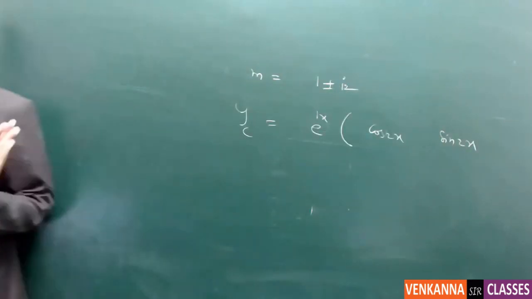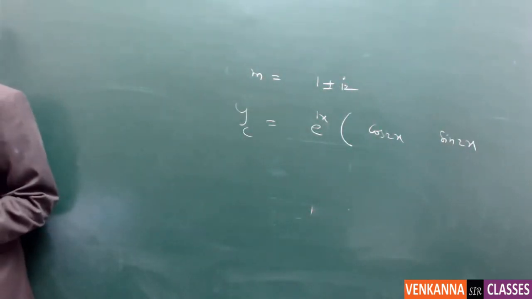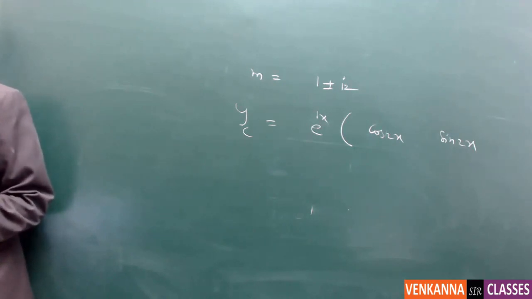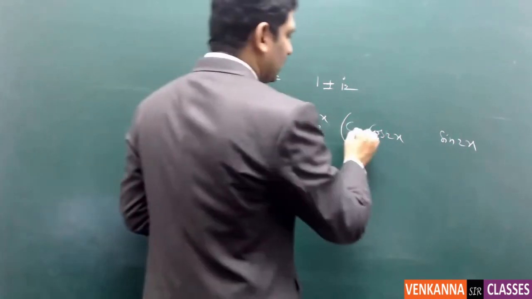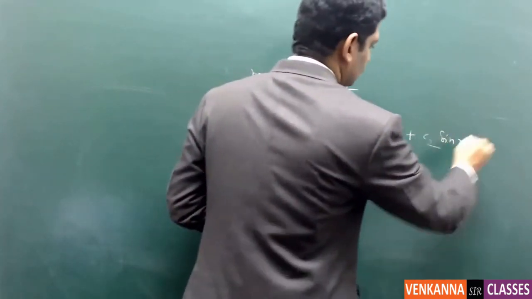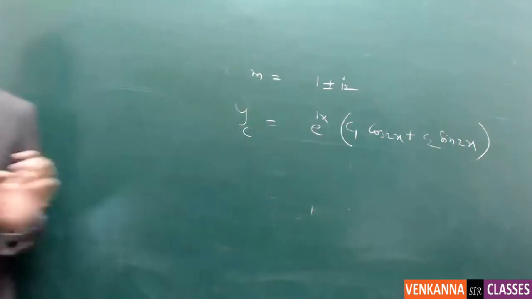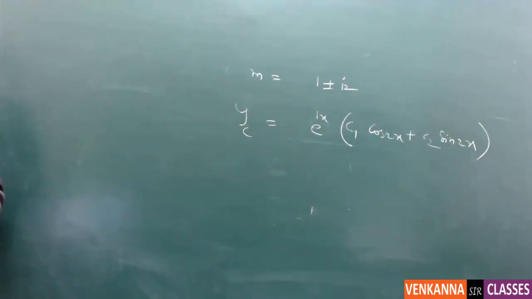So for plus 2i, we take cos 2x. For minus 2i, we take sin 2x. Since constants are required, constants are taken here. This is the way to write the general solution. So for a better understanding, let us take another.